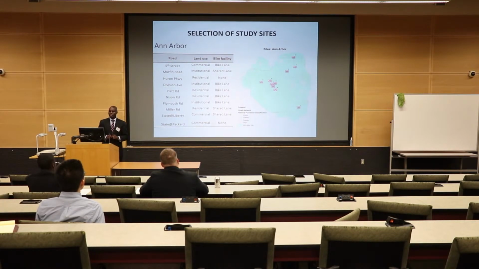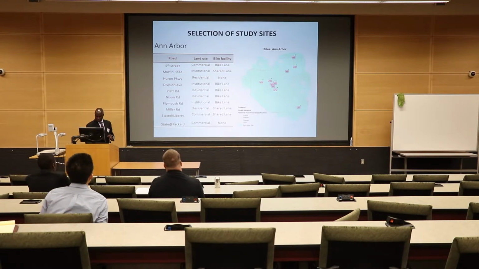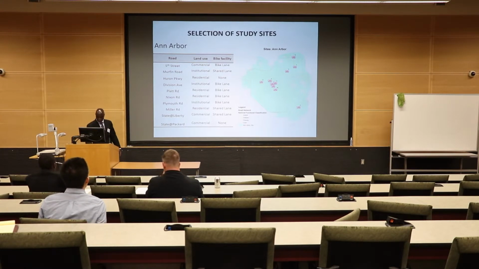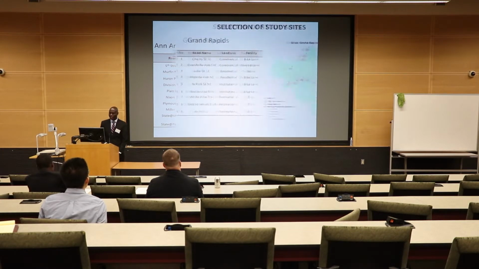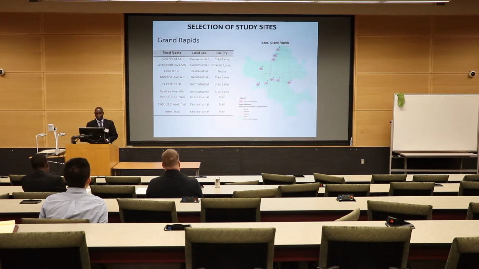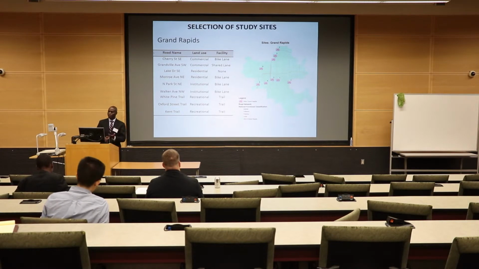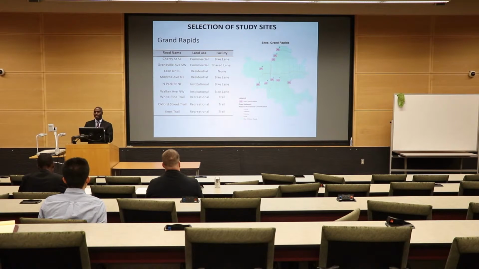So we did our data collection in two cities, Ann Arbor and Grand Rapids. We had a total of 19 sites. We had 10 sites in Ann Arbor, and we had 9 sites in Grand Rapids, and that's how the sites were distributed along Ann Arbor, and that is Grand Rapids. That's where we had those sites. Now, if you look at these sites, we had different facility types. We had sites that had bicycle lanes, we had sites that had shared lanes, we had sites that had nothing, we had trails, and we collected data from all those sources.